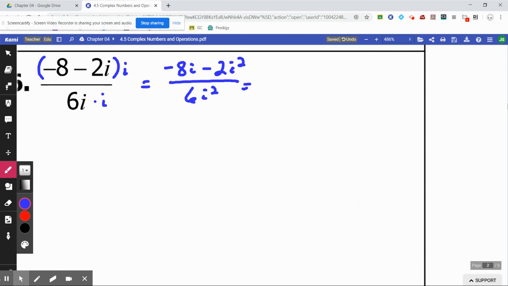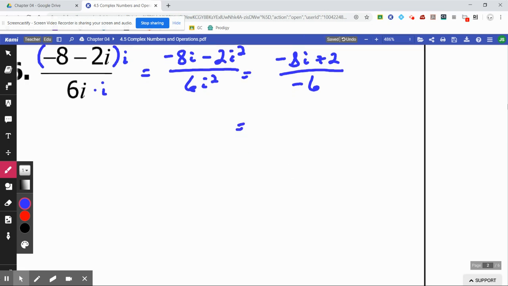Replace all your i squares with negative 1, so you have negative 8i. Negative 2 times negative 1 is a positive 2 on top. And on bottom, you have 6 times negative 1, which is a negative 6. We can split this using distributive property. You have negative 8i over negative 6 and a positive 2 over negative 6.